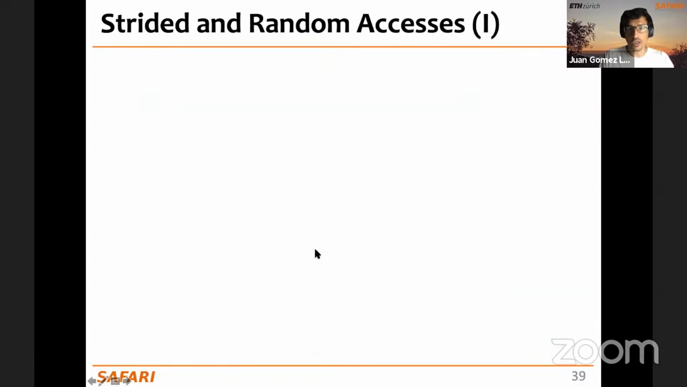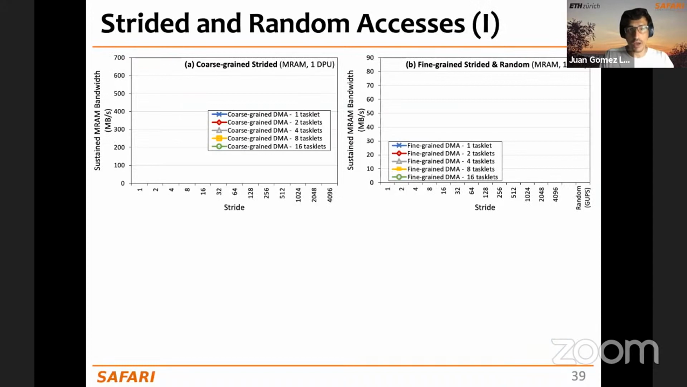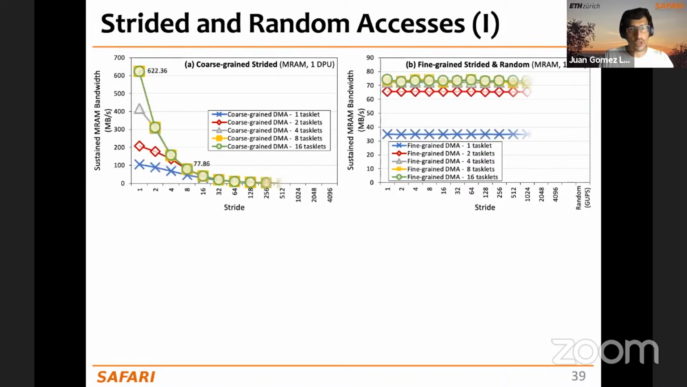So let's compare the bandwidth of these two approaches, the coarse grain strided and the fine grain strided and random approach. These are the results for different strides. On the y-axis, you see the sustained MRAM bandwidth. On the x-axis, you see the stride changing from 1 to 4096. One first thing that we can observe is that in the coarse grain approach the bandwidth decreases pretty quickly when we increase the stride. However, in the fine grain approach, the bandwidth is completely flat.